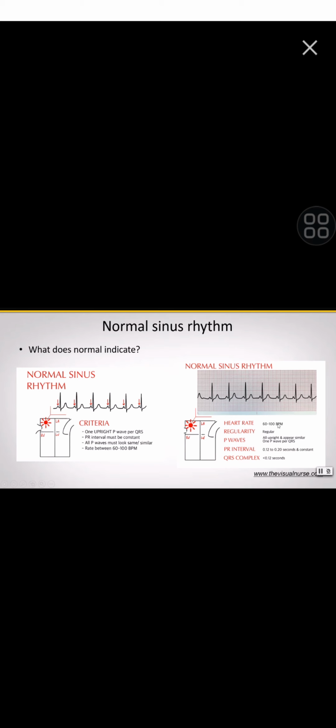Notice that the heart rate is between 60 and 100 beats per minute, which is the normal inherent rate of discharge for the SA node. When we look at the regularity, it is regular. All of these P waves are marching out on time every time, as are the QRS complexes. Okay, so it's a regular rhythm. The P waves are all upright, and they also appear similar to one another. In addition, there's one P wave for each QRS complex.